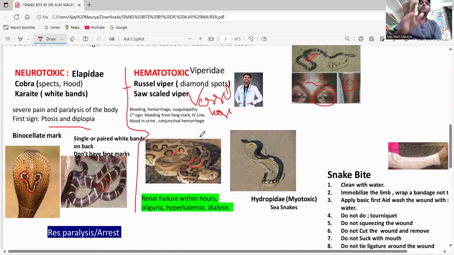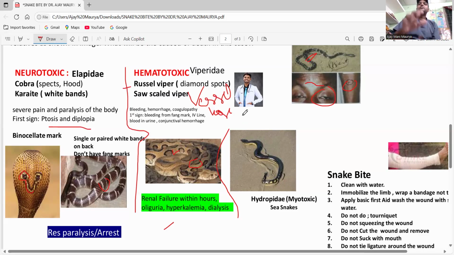So I think you know how to identify the Russell viper also. Okay, so what is the most common cause of death here? It is renal failure. If you are not going to give the anti-snake venom, then within a few hours only, the patient may land up into what? Renal failure. Then you have to do the dialysis there. Okay, the patient may lose the life also.